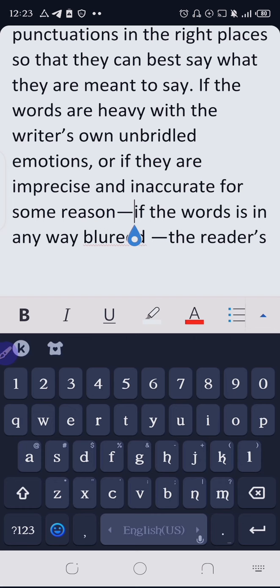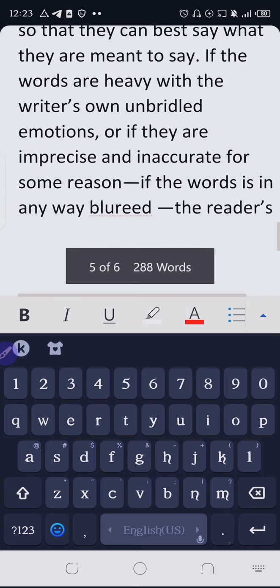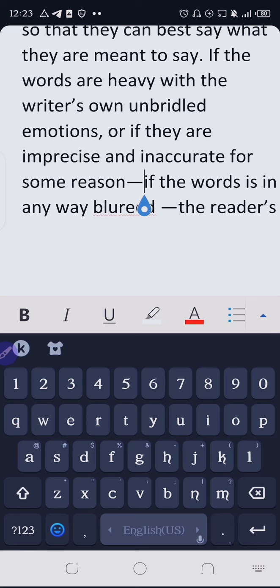Or if they are imprecise and inaccurate for some reason, if the words are in any way blurred. So let's look at this. Let's come to this now.